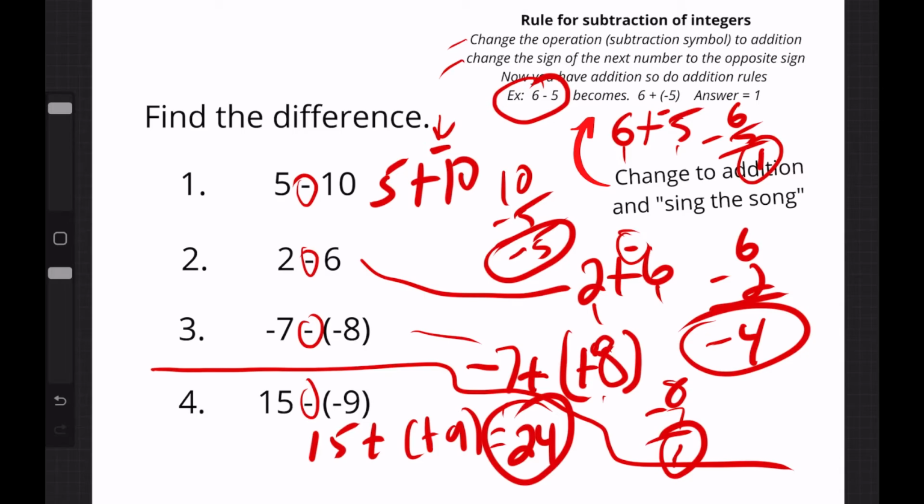Does that sound confusing? It can be if you let it, but if you just think about the reason we're doing this, we're changing subtraction to addition and changing the sign of the next number so we can use the song. And the song helps us to figure out the correct answer. All right, let's go to the next page.